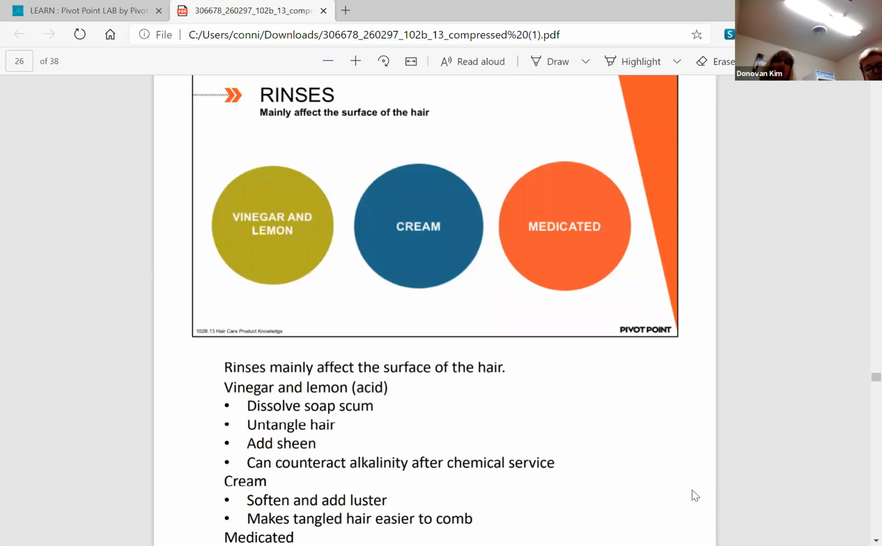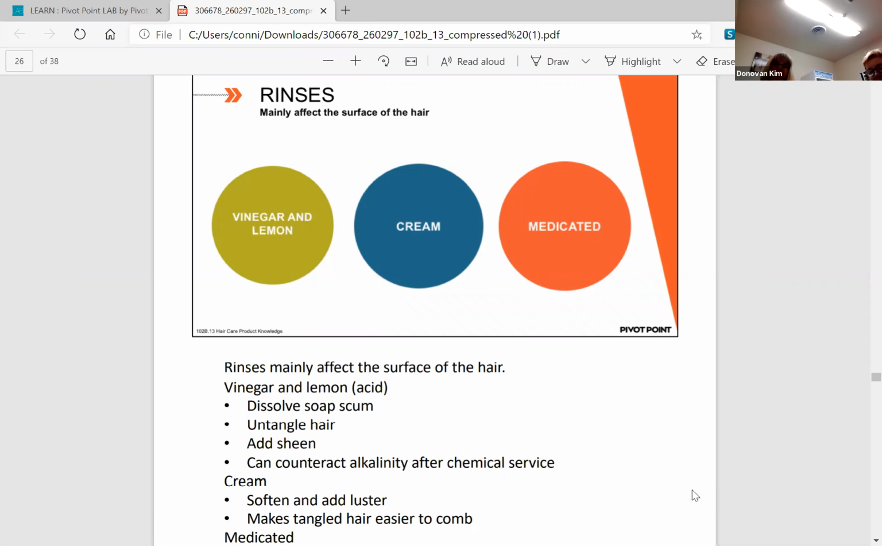Now, if you're at home and you want to use a lemon rinse, it's going to remove the soap scum and close your cuticle down. It's going to make your hair shiny, and the lemon is actually going to make your hair feel a little bit different. I would suggest you try it if you have lemon at home. We're not just going to put pure lemon on your hair. It has to be diluted down.